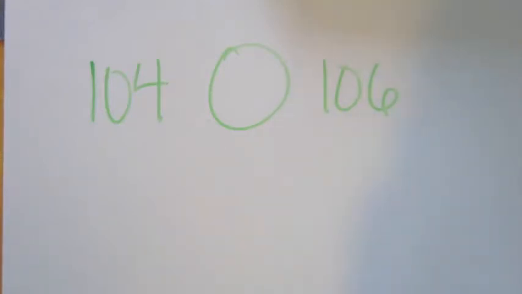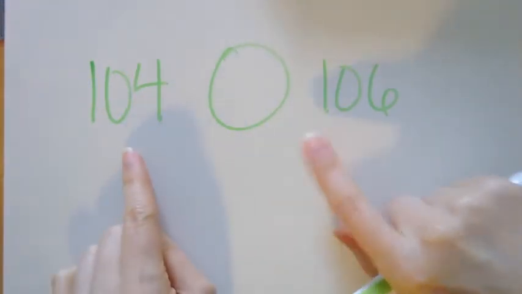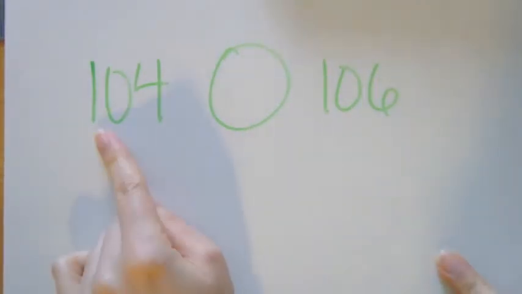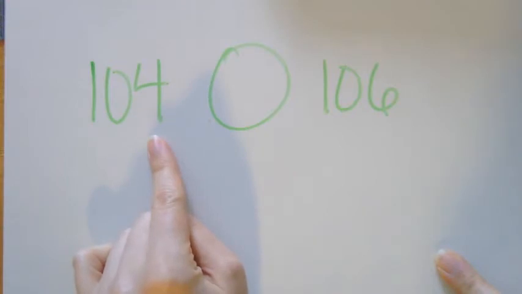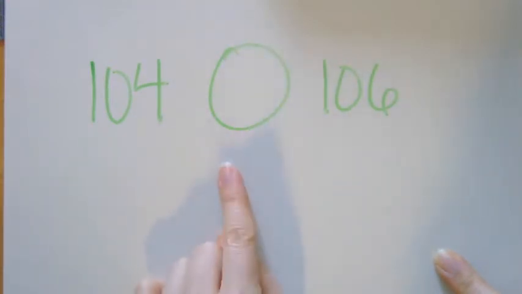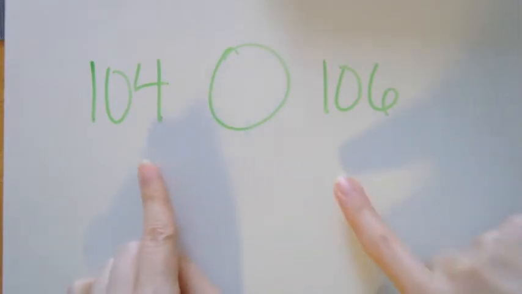Today we're going to focus on how we can compare decimals using greater than, less than, or equal to symbols. So the problem we see on the board is just a review of two numbers, and we're going to go ahead and insert our greater than, less than, or equal to symbol. We read this number as 104, 106. So which symbol would we put inside to compare these two numbers?